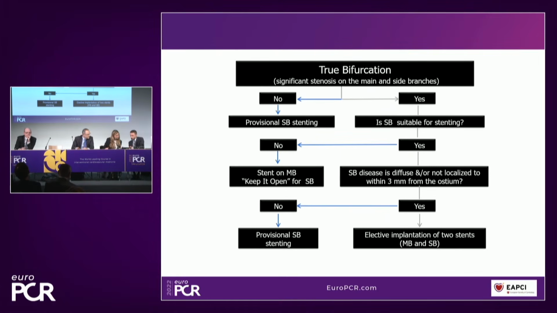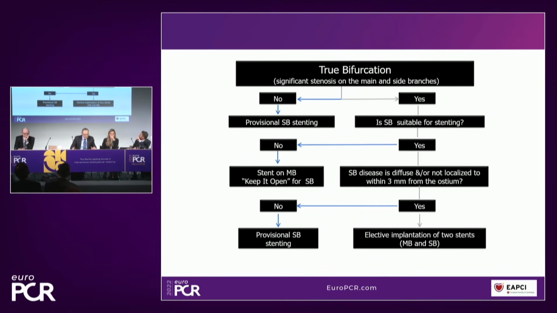This is actually not my own algorithm. It's an algorithm developed by Dr. Jeffrey Moses at St. Francis. And the way he decided to categorize whether or not to perform bifurcation stenting in a left main is the following. The first question is, is it a true bifurcation? A true bifurcation is a Medina 111 or a 011. If it's not, then you can just provisionally side branch stent if you have to, if there's an issue.